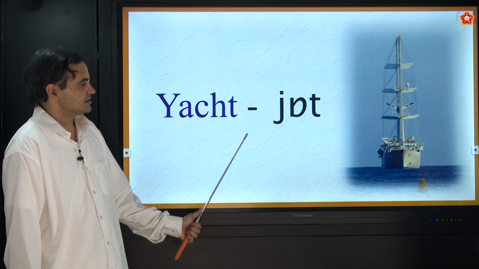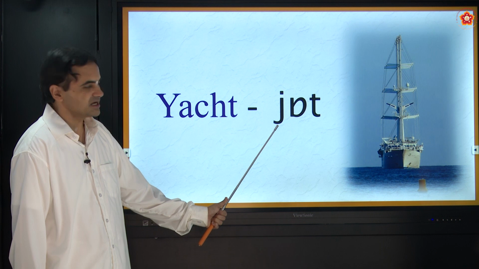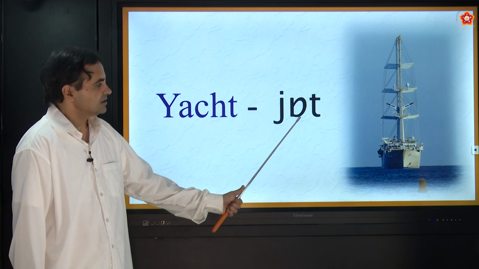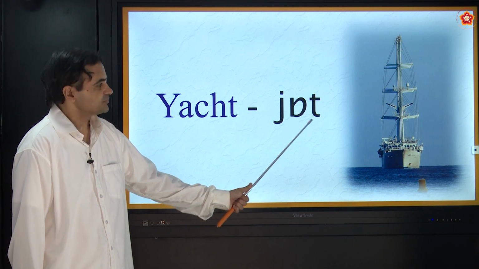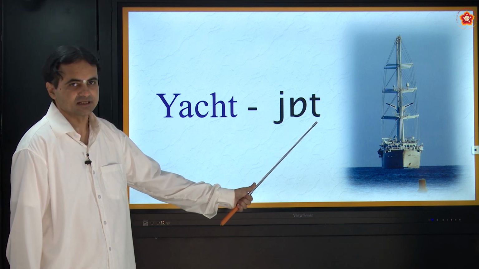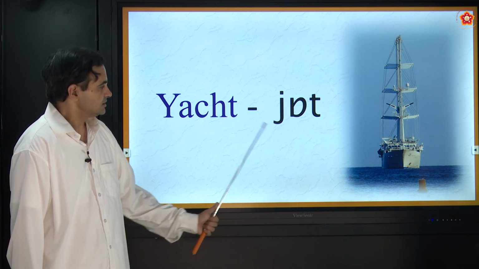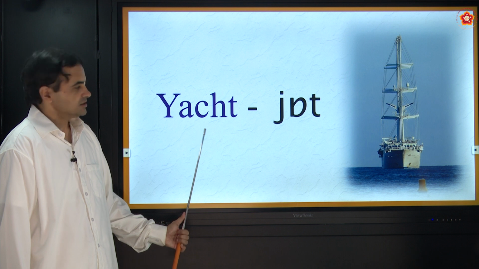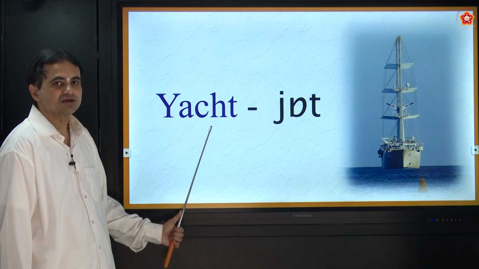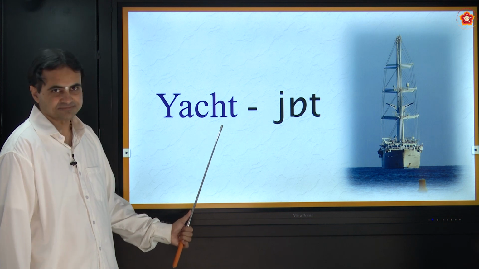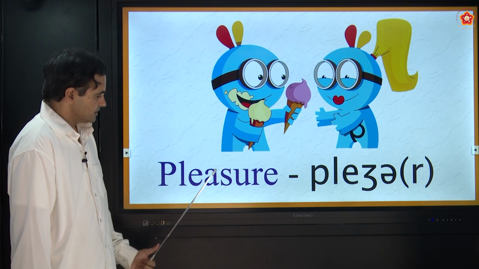Y-A-C-H-T. So this is not yacht or something. This is J, we all know it is Y. This is aw sound, this is vowel. This is T, consonant. So this becomes yacht. So we should not get confused or misled by seeing the spellings. CH is not pronounced as in chat. It is yacht. Next one.